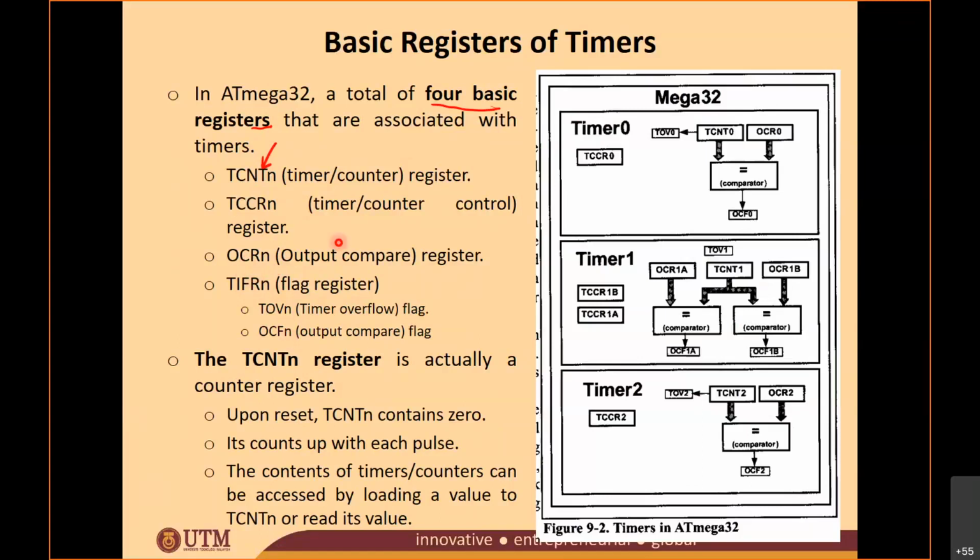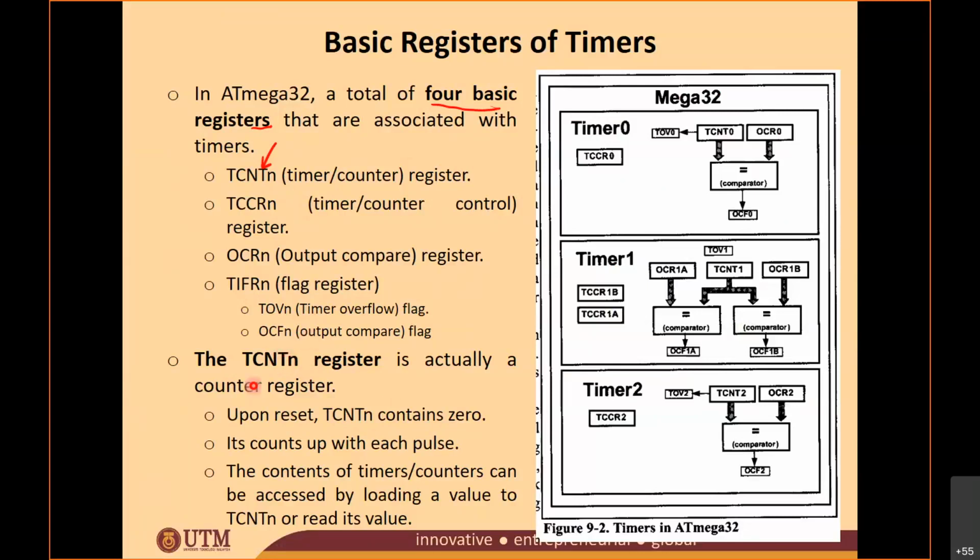Okay, so let's look in more detail at what these registers do. First, we look at the TCNT. The TCNT register is actually your counter register. As I mentioned earlier, the TCNT is your counter register. Upon reset, this TCNT contains 0. Whenever you reset, the value of your TCNT is 0.